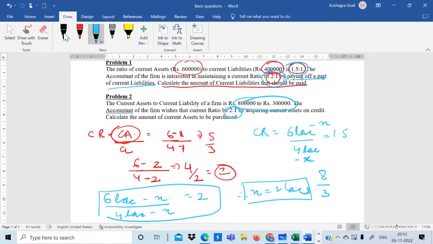So let's say I go and buy current assets. So current assets will go up by X. But I'm buying these assets on credit, which means my current liability will also go up by X. And I'm saying this should equal 2. So (8 + X) divided by (3 + X) equated to 2, you'll get your answer.